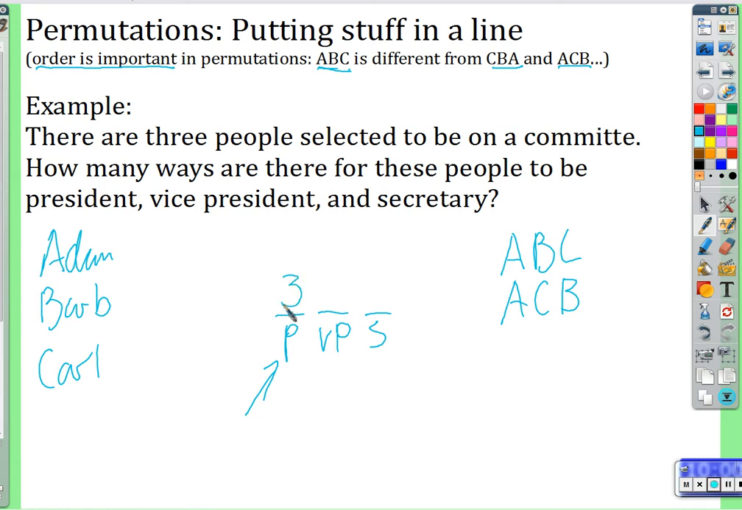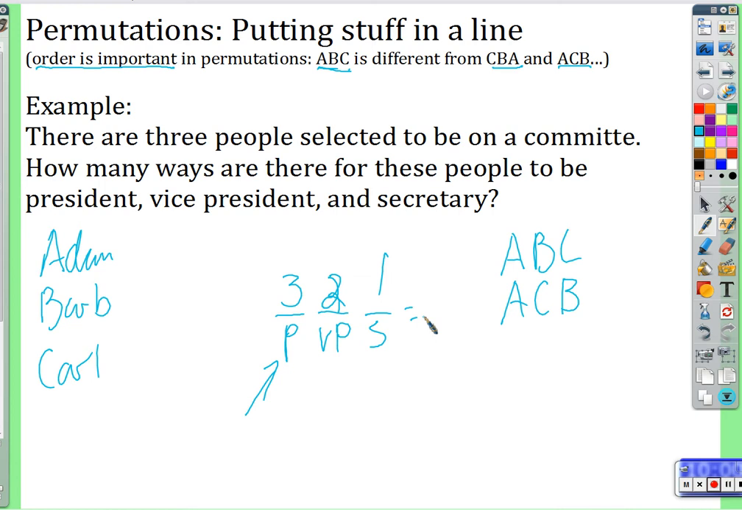All right. So now you pick somebody for the president. How many people do you have to choose from for the vice president? 2. You can't have somebody be president and vice president. So somebody's been eliminated. And next, 1. There's the last person left. There's not really any choosing that happens here. We just, the last position is whoever's left over.